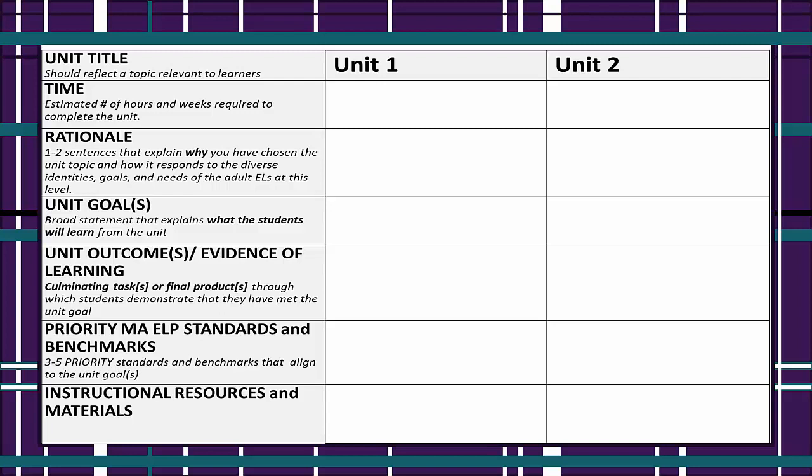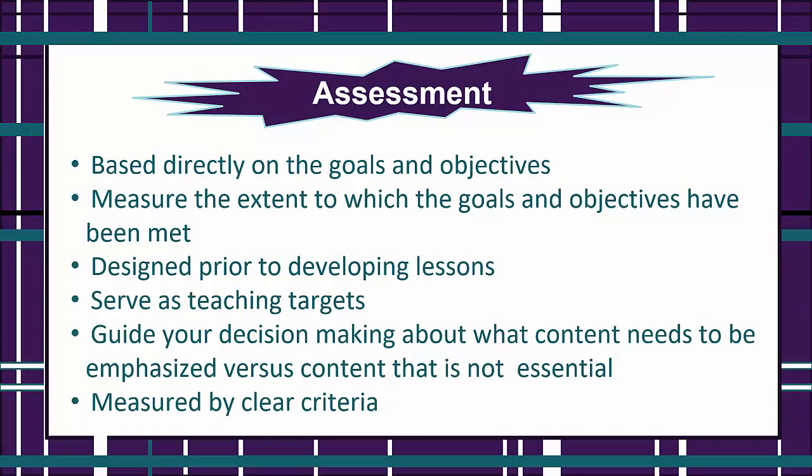If you remember back to our discussion of creating a comprehensive curriculum, you will note that the unit title, rationale, goals and outcomes, and standards and benchmarks comprise the basic elements of stage 1 and 2 of the backward design framework, identifying the desired results and determining assessment evidence. So how will you and your students assess the extent to which students have met the learning outcomes? With assessment. You'll want to ensure that the assessment strategies you employ are based directly on the goals and objectives, measure the extent to which the goals and objectives have been met, and are designed prior to developing lessons.